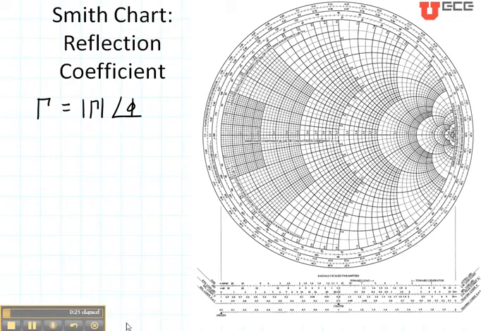I want you to notice right here, there's a little wording that says angle of the reflection coefficient in degrees. When we read this axis right here, that's the axis that tells us the polar degrees, the polar angle of the reflection coefficient. So let's look and see if that's consistent with what we had seen in our previous example before we actually included the Smith chart. So let's take a look.